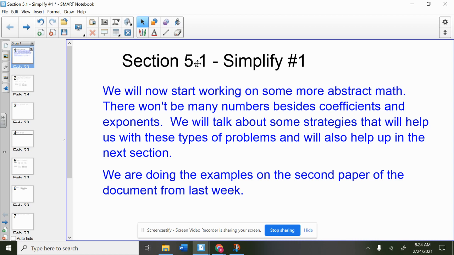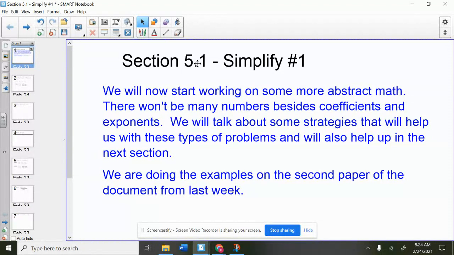All right, we're going to continue with section 5.1. This time we're going to start simplifying. So all last week we did what I call numeric problems, where you know that sine equals 3/4 or cotangent equals 1/2, and you had to find some of the other ones. So you have 6 trig functions that we've been talking about. So we're going to start working, and this is a little bit more abstract.